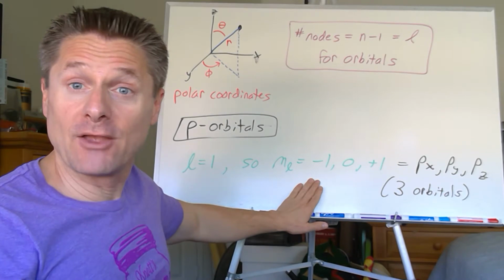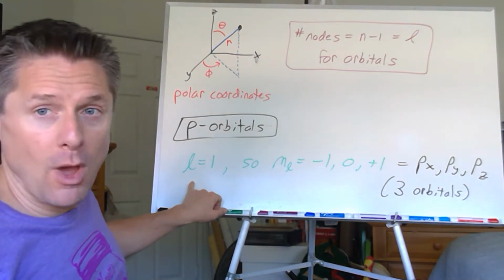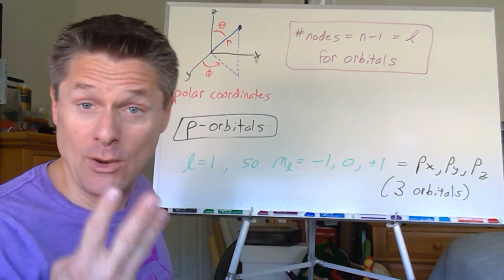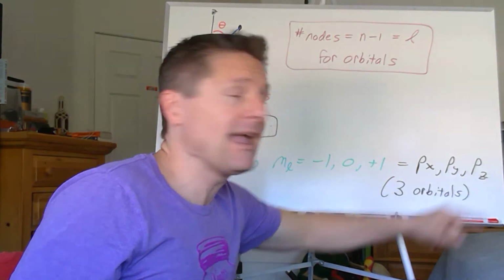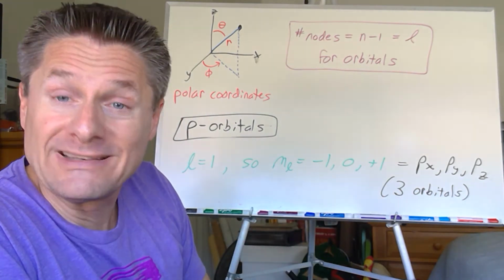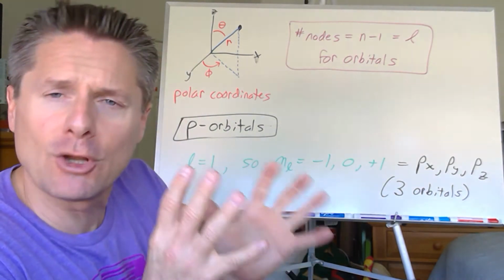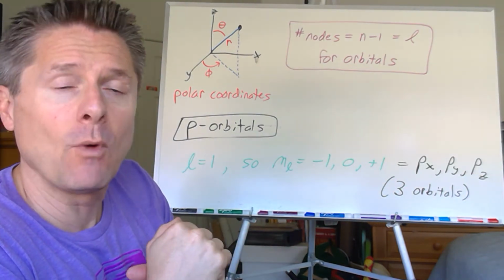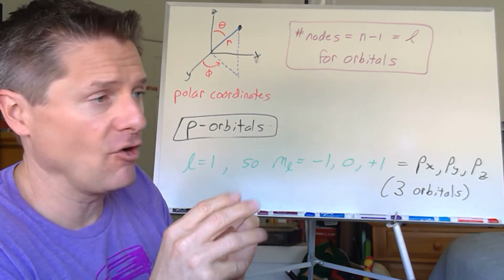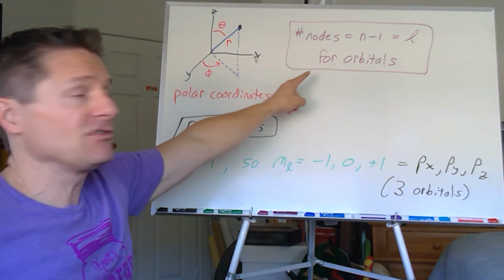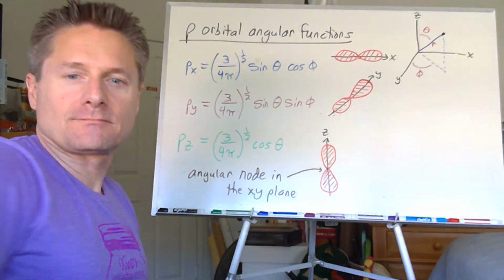So we know for p orbitals, L is 1. So m sub L values, right? The angular momentum quantum number is 1, and the magnetic quantum number -1, 0, +1 gives us 3 orbitals, 3 types. We call them px, py, pz, and I'll show you why we get the 3 orbitals. First I want to look at the angular functions and why we get these shapes. Then we'll look at the radial function of why you get nodes as they get bigger. So just remember that. Moving on.